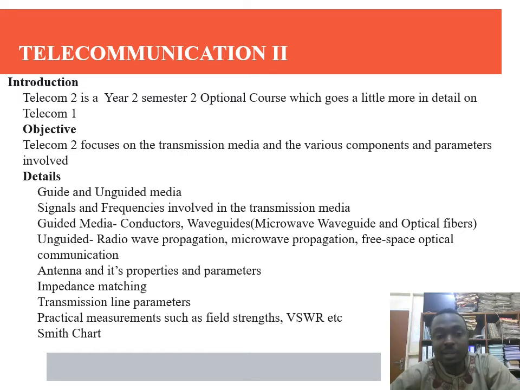Then we talk about antennas and their properties and parameters. Then we look at impedance matching, what impedance matching is, its advantages, and what is important in telecommunication systems. Then we look at transmission line parameters and understand how useful those parameters are. Then we do some practical measurements such as field strength analysis and measurements. We look at voltage standing wave ratio, what it stands for, and we look at some other properties that are important in understanding transmission lines and their characteristics. Then we look at the Smith chart and how it is used.